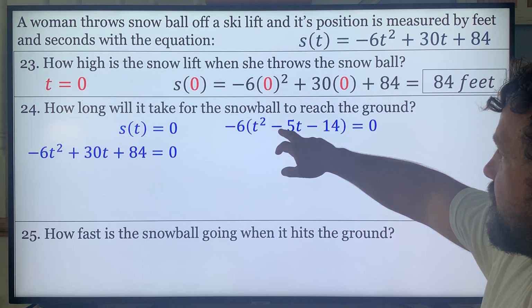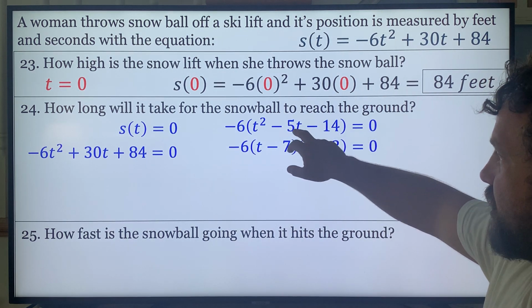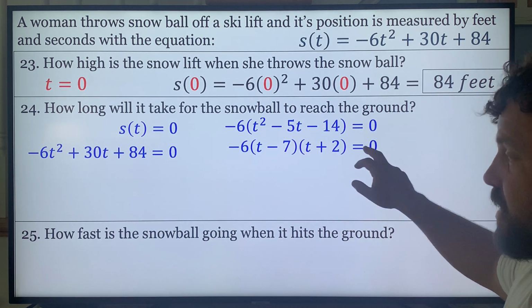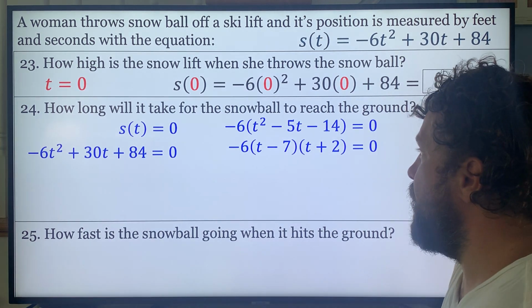That's good. Now since it's negative, I'm going to want the 7 to be negative, because negative 7 plus 2 is negative 5. So my answer is negative 6 times t minus 7 times t plus 2 equals 0. All right? Still good. Next step.